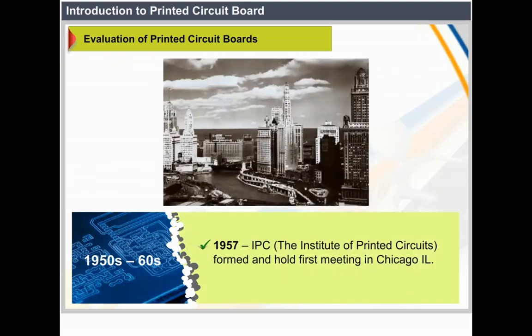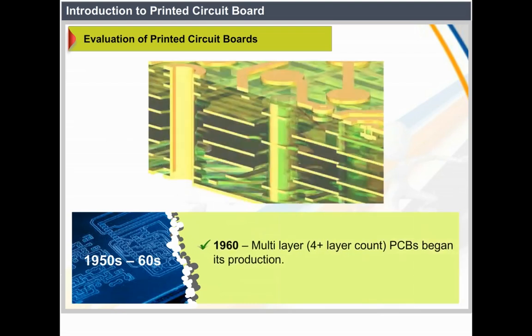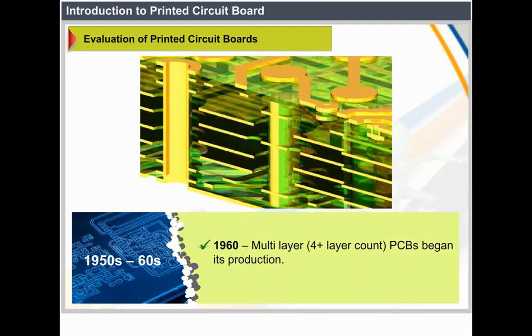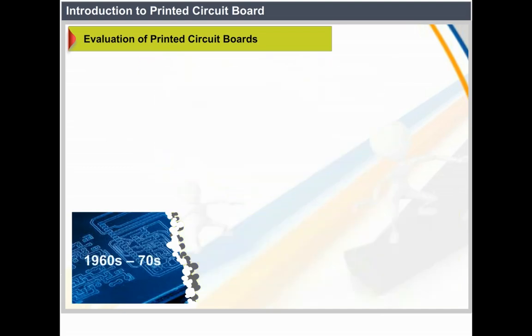1957, IPC, the Institute of Printed Circuits, formed and held its first meeting in Chicago, Illinois. 1960s, multi-layer PCBs with a four-layer count began production.